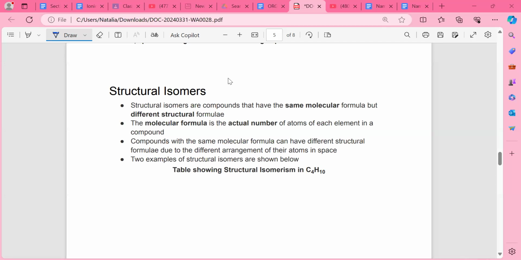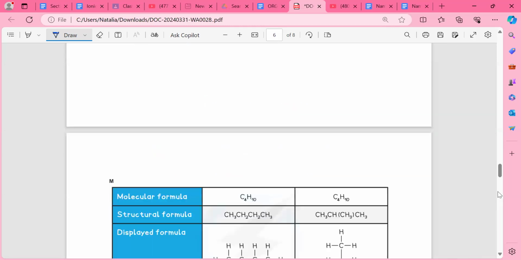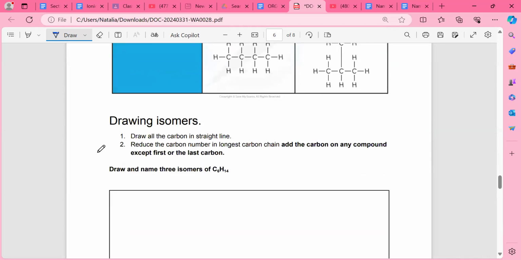So we are going to draw isomers of C4H10. I know it's already on the handout, but we are going to practice how to draw isomers. When we are drawing isomers, the first thing we want to do is to draw all the carbons in a straight line. That's the first one we're going to draw.